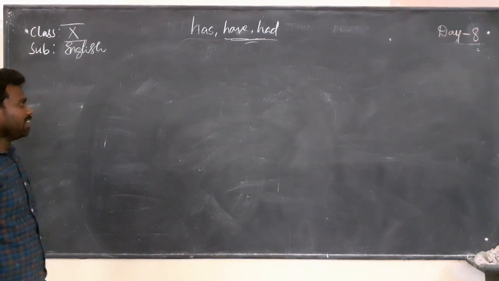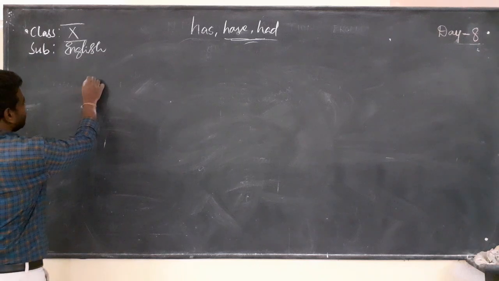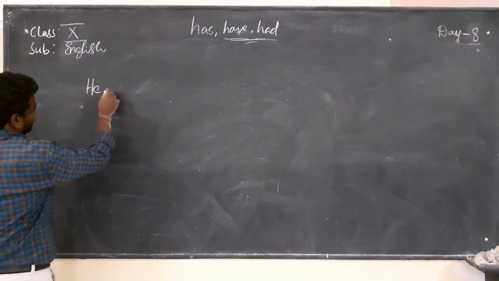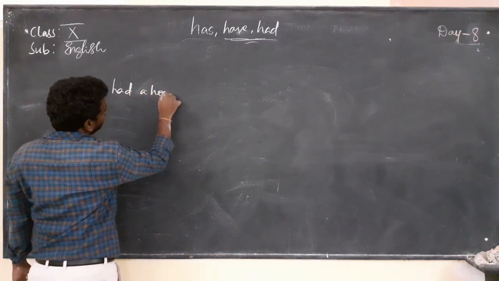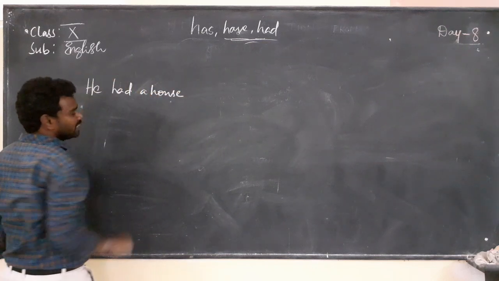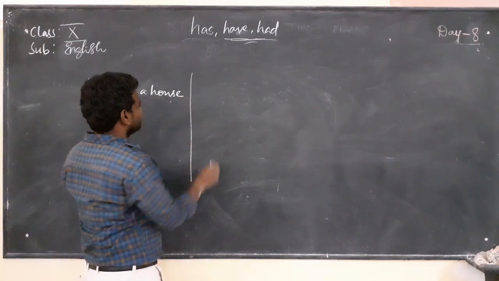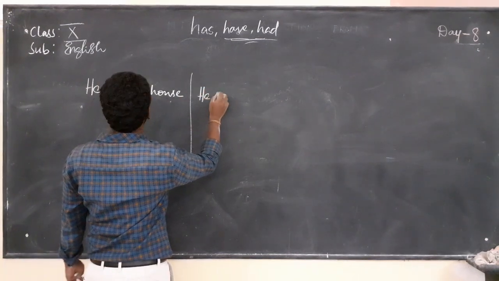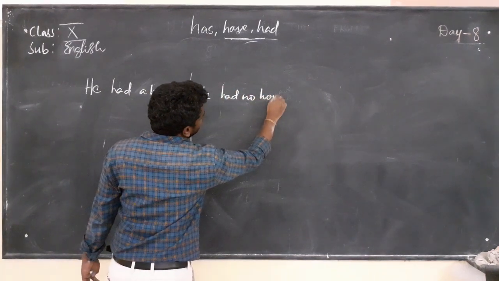Okay, children, let us see one more example on has, have, had. For example, he had a house. What is this sentence? This sentence is affirmative. And what is the negative of this affirmative? So we can write in three ways. I told you, he had no house.